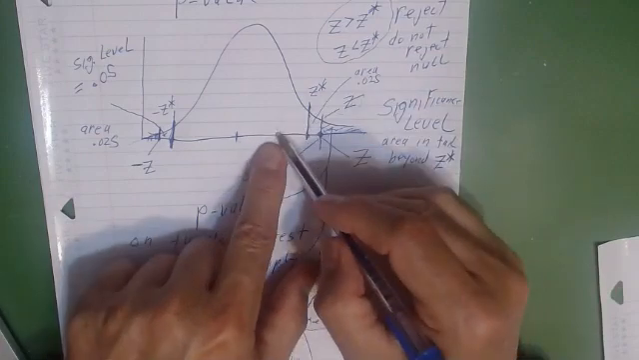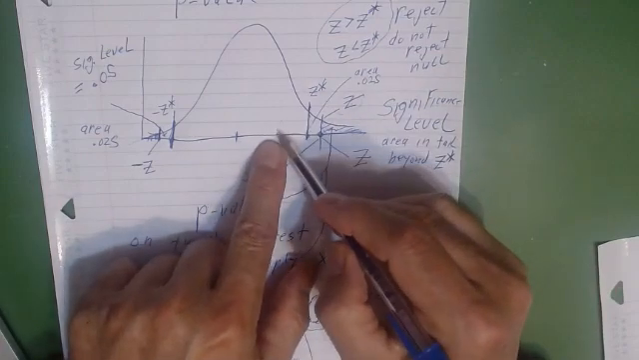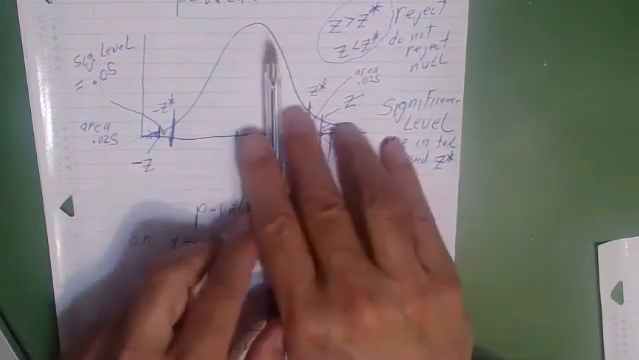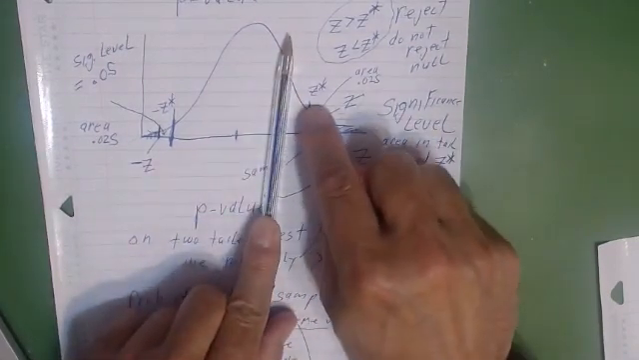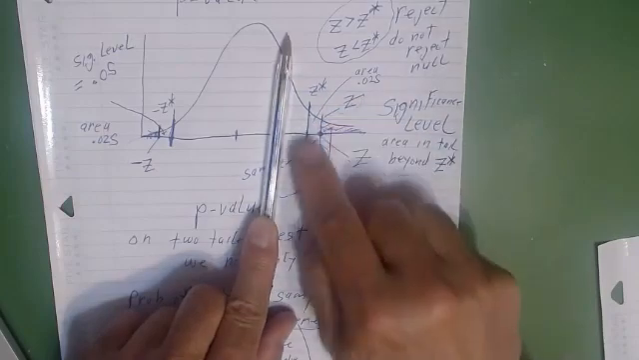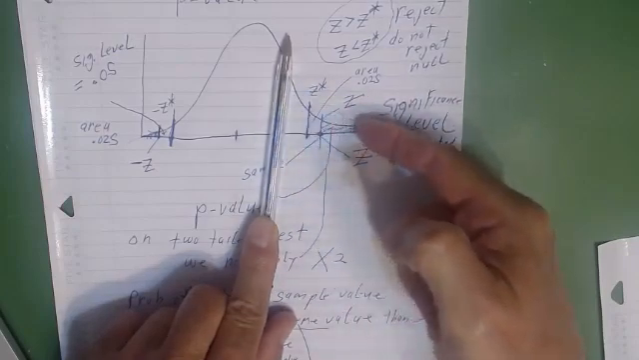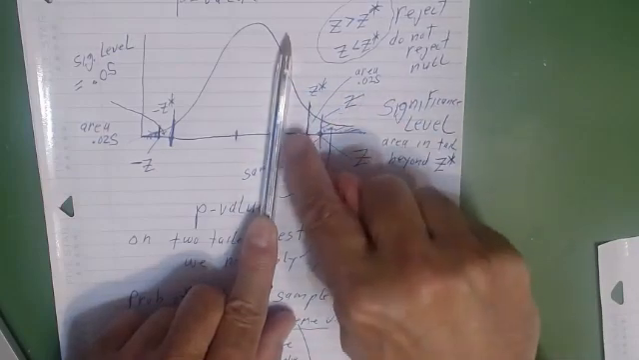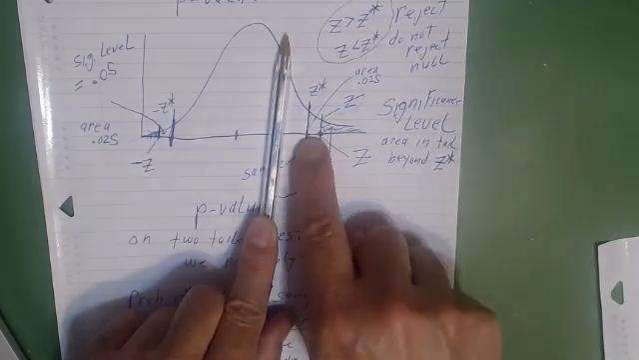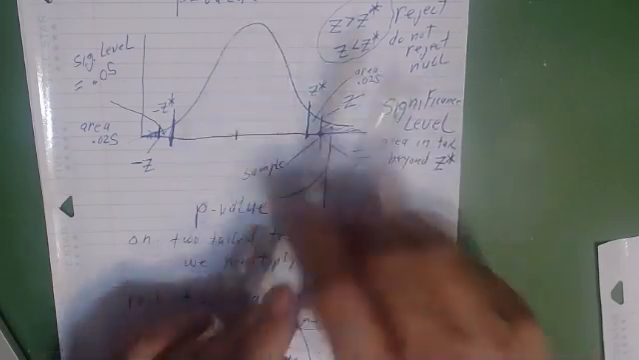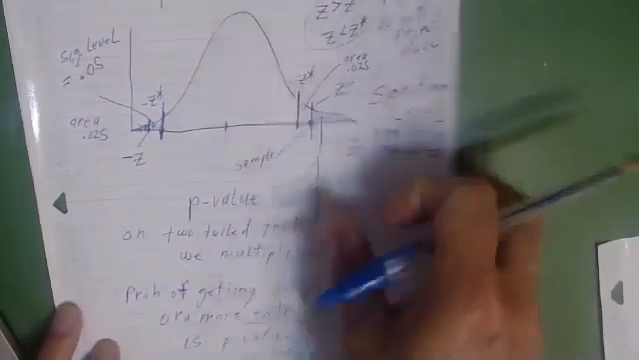If our sample hit in here, we have a bigger tail, right? We have all this area. So that's our p-value, and this whole tail would be the p-value if the sample hit here. So that p-value is going to be greater than 0.05. So that's the other thing.